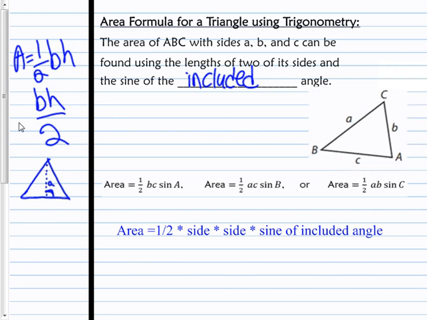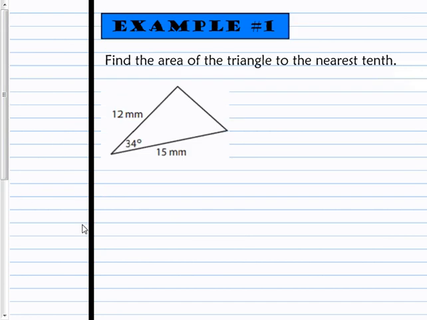The area could be 1/2 of BC sine A, so this side and the side of angle A, okay, that would be this one right here, or it'd be 1/2 of side AC, and the included angle would be angle B, so sine of B, or it'd be 1/2 of side A times B, and included angle C. So you need two sides and the included angle, and then you're able to find the area of a triangle. So now let's go back to example 1.